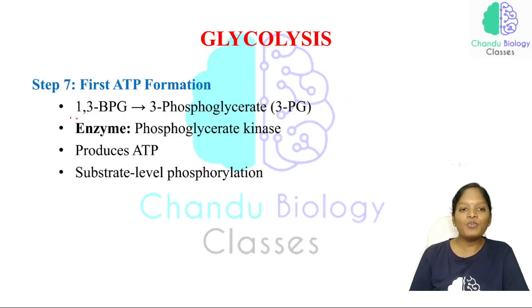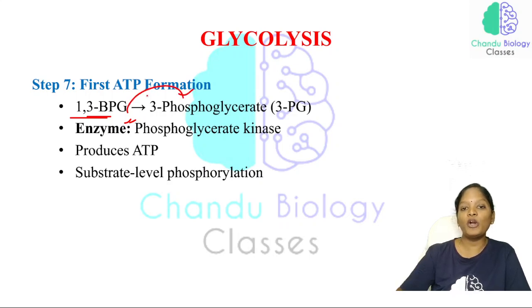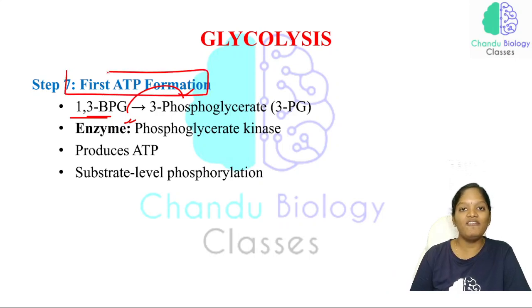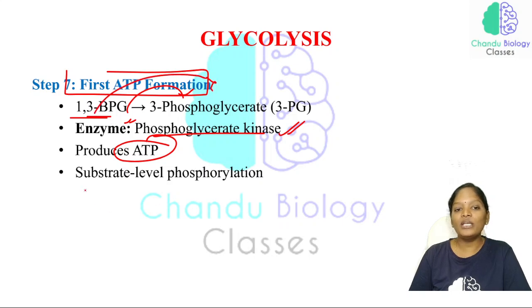Now this 1,3-BPG will be converted into 3-phosphoglycerate. Here, one phosphate molecule has been released. So here the first ATP has been formed, with the help of which enzyme? Phosphoglycerate kinase, and it produces ATP. Here they directly produce ATP, and substrate level phosphorylation takes place.